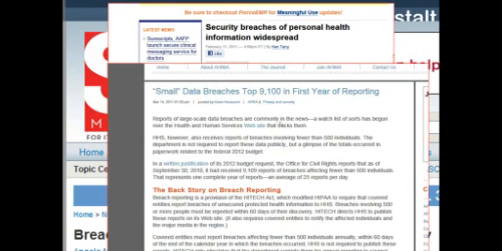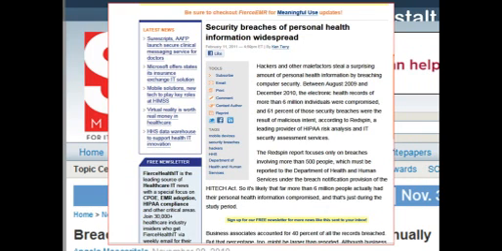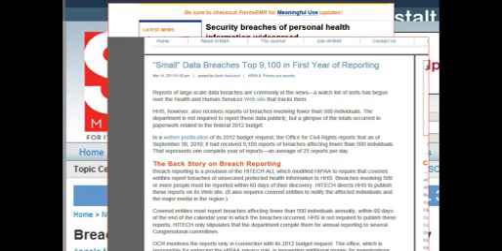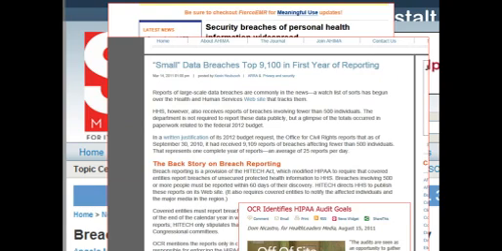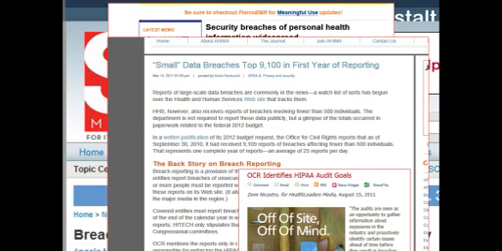So this is talking about 6 million individual records that were compromised. These were reported to HHS. Even smaller data breaches, which are less than 500 in number, were reported, and in the first year there were 9,000 smaller data breaches reported. And OCR has clearly set aside a goal of starting the audit of businesses in 2012.